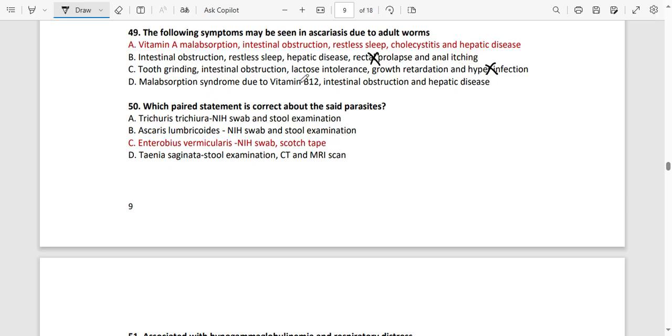Malabsorption syndrome due to vitamin B12. Now, this malabsorption is vitamin A, not B12. So in this Ascaris, there's going to be vitamin A malabsorption, intestinal obstruction because of the worms. Sometimes it can go to the liver causing inflammation there. Yes, please. C: tooth grinding, intestinal obstruction, lactose intolerance, growth retardation, and why so? Why do you think so, Doc?